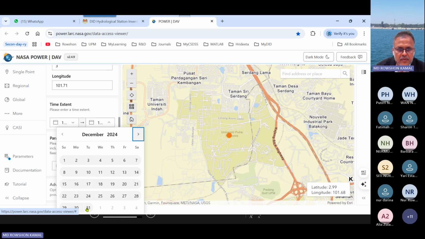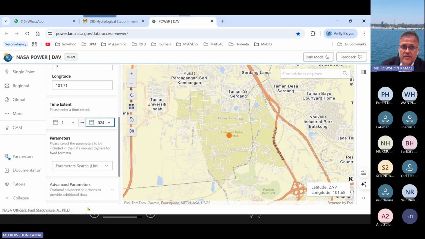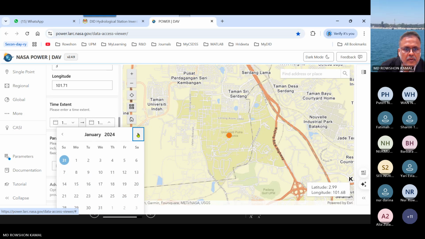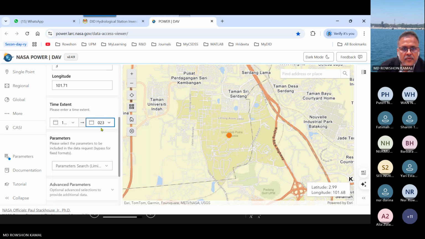I'm not sure 2024 is available, but 2023 is available. Because they possess some data, it is better I keep 2023. It's easier. Okay, December, 31. So our data is 1983 to 2023. So this is the duration of the data.